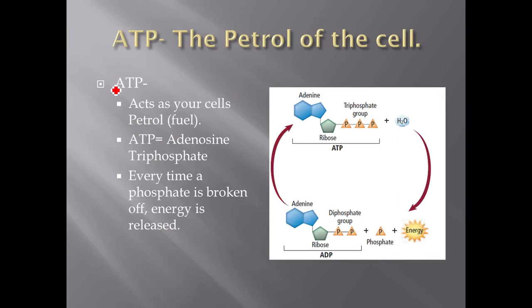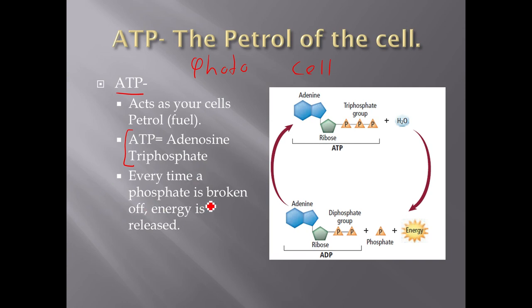Okay, so the big idea here, guys, ATP. ATP is the molecule that photosynthesis and cell respiration are trying to make. So when your body undergoes photosynthesis and cell respiration, it's trying to make a molecule called ATP. ATP is your body's petrol. That's all it is. ATP stands for adenosine triphosphate.